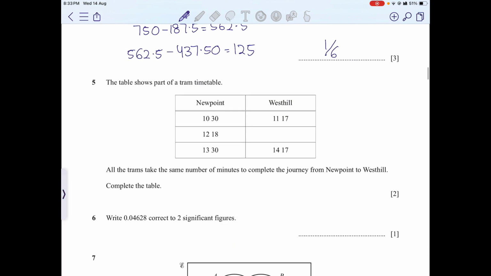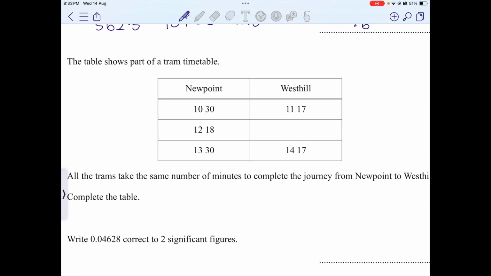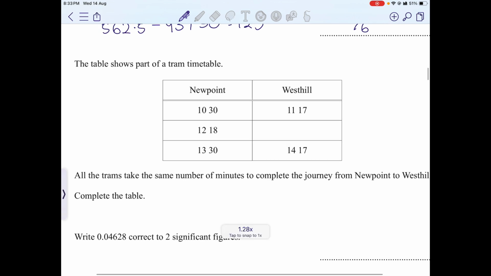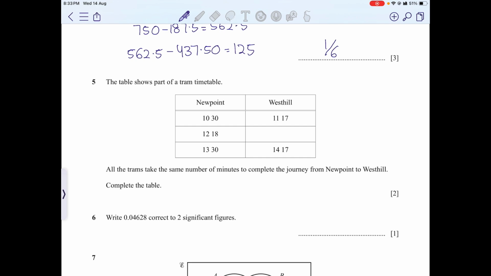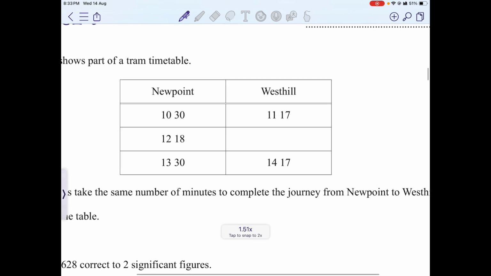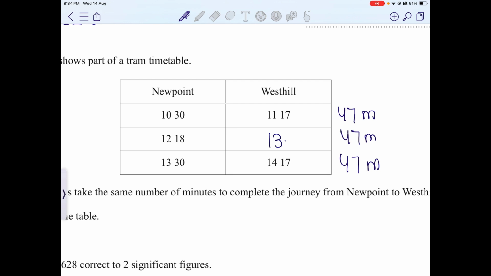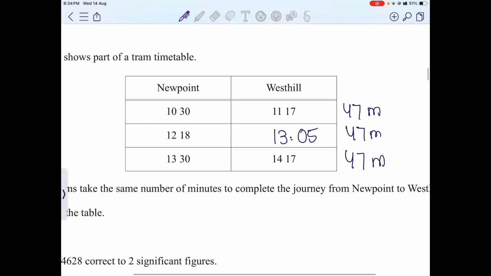Okay, now it says the table shows a part of a tram timetable from New Point to Westhill. A tram which leaves at 10:30 arrives at 11:17 and so on. All the trams take the same number of minutes to complete the journey from New Point to Westhill. Complete the table. So 10:30 to 11:17, that's 47 minutes. 13:30 to 14:17, that's 47 minutes. So that means this also takes 47 minutes. If you use a calculator, 12:18:00 plus 00:47:00 would give you 13:05. You can do it by yourself as well, because 12:42, and plus 5, 13:05.